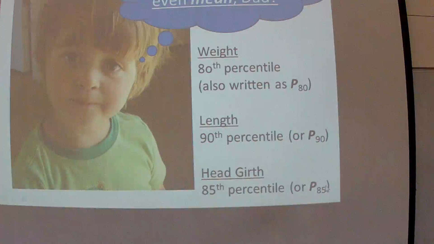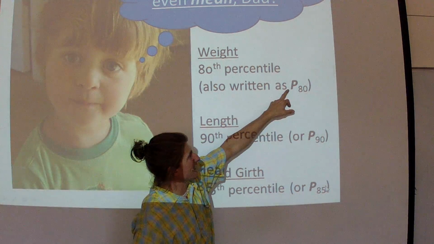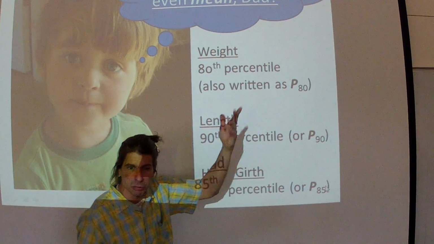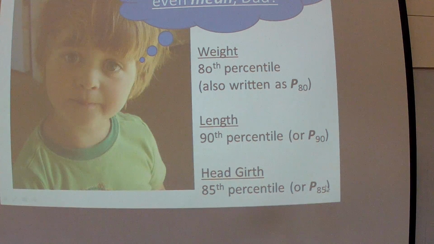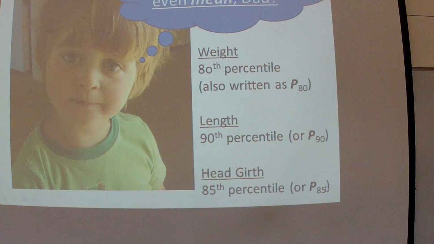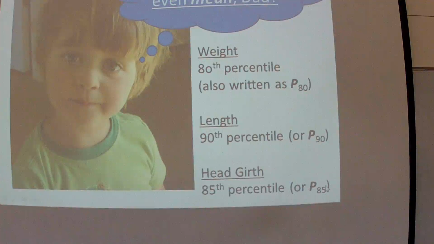What happened was, he almost inevitably goes to the doctor when I can't go. He's doing it right now in the middle of class. So my wife, Jen, brought these numbers home. He was in the 80th percentile for weight. And just so you know, there's some shorthand for percentiles. Big P sub 80 means 80th percentile, so I don't have to keep writing 80th percentile. He was at the 90th percentile for length, and the 85th percentile for my favorite, head girth.